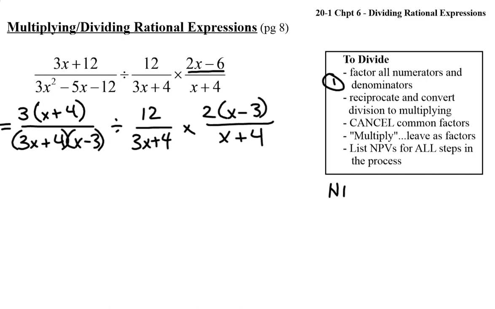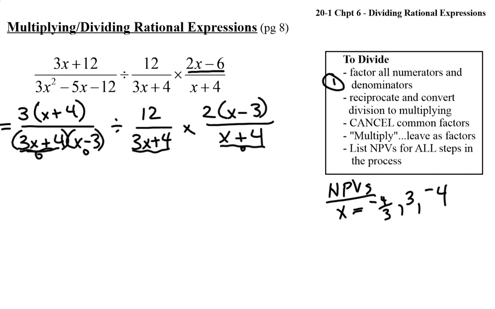Here I am identifying my NPVs at this point. Our x for NPVs occur when, if 3x plus 4 equals 0, that means x is negative 4/3. If x minus 3 equals 0, that's because x equaled 3. 3x plus 4, well, we've already done that once, so we have the negative 4/3. x plus 4 equals 0 if x equals negative 4.